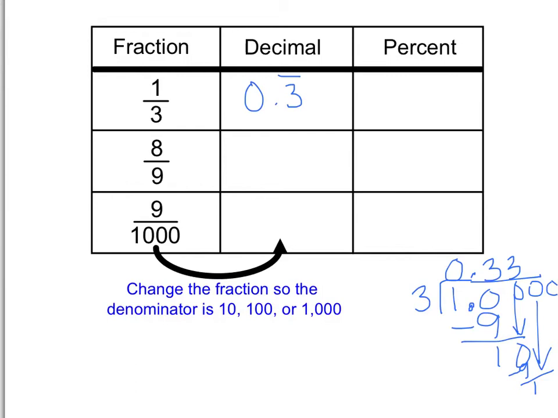All right, 8/9 is a similar situation. So we're going to take our 8, divide it by 9. 9 goes into 8 0 times. Add our decimal point, add our 0. 9 goes into 8 8 times. 8 times 9 is 72. Subtract and I get 8.